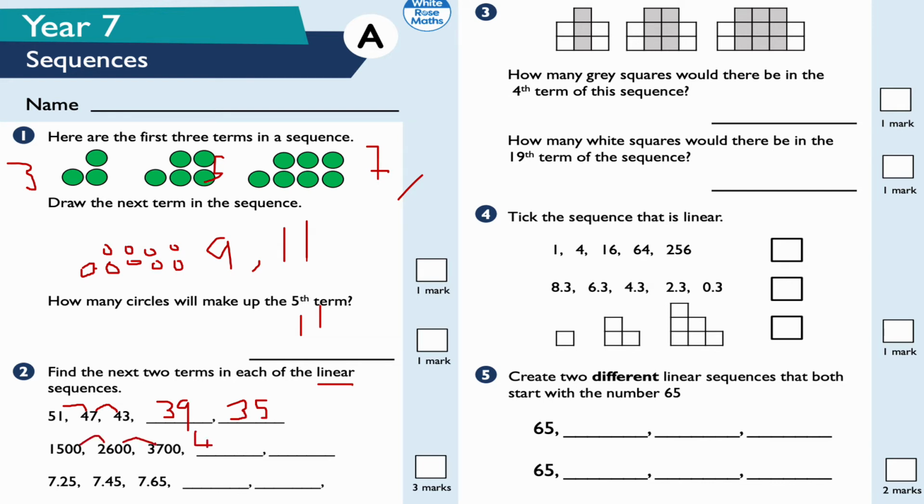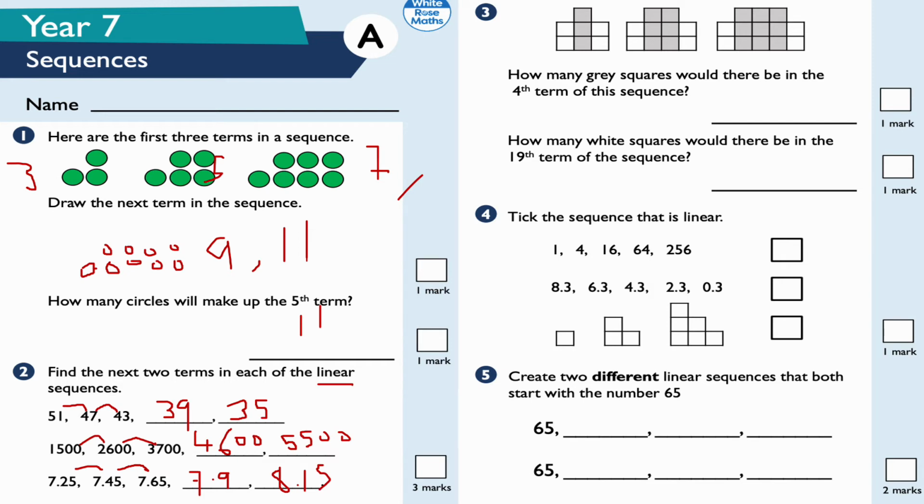And then it's going to be 5,500. Okay, here I'm going up in 0.25, so it's going to be 7.9 or 7.90, and then adding 0.25. Well, adding 0.1 will get me to 8, and then adding 0.15 will get me to 8.15.